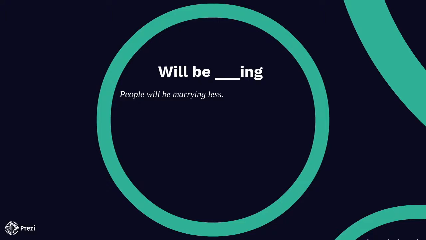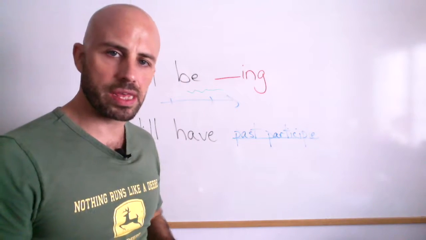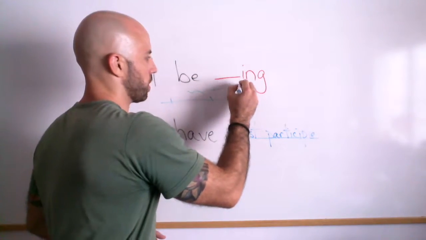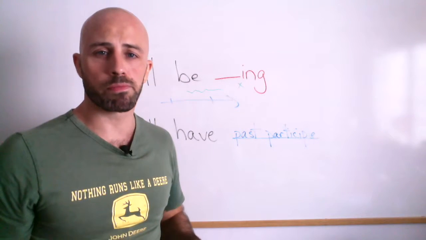I think people will be marrying less. You could use will marry less, but you could also use will be marrying less. Scientists will be improving electric cars. You could say scientists will improve electric cars, that's fine. But will be improving, the continuous future tense, kind of implies that it's an ongoing thing. Scientists will improve means something in the future, something will happen. Sometime in the future, something will happen. That's kind of the idea, scientists will improve.